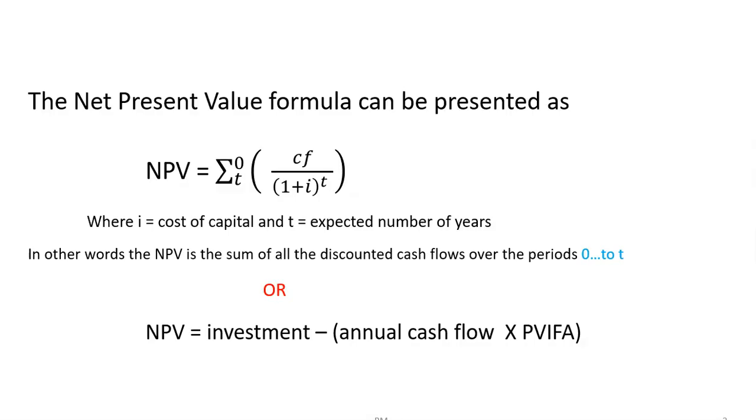Another way, of course, is that if the examiner doesn't give you all the different breakdown for the cash flows, you can use the investment minus the annual cash flow if it's an annuity, right? The annual cash flow times the present value annuity factor, right? And you will still get the net present value.